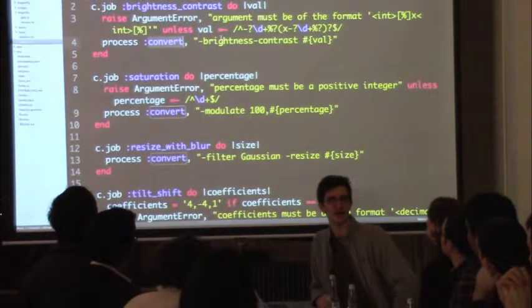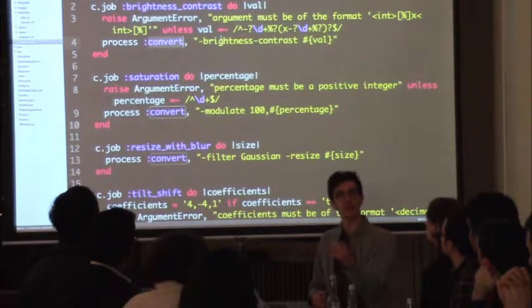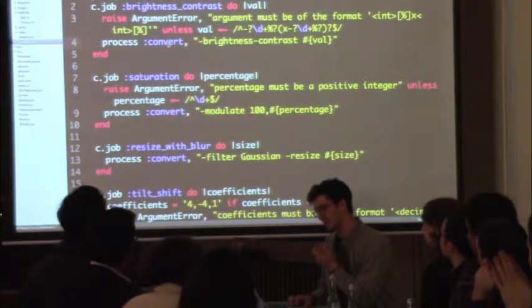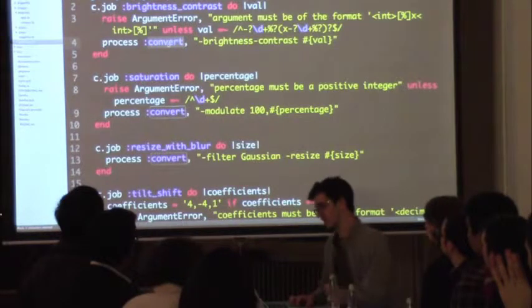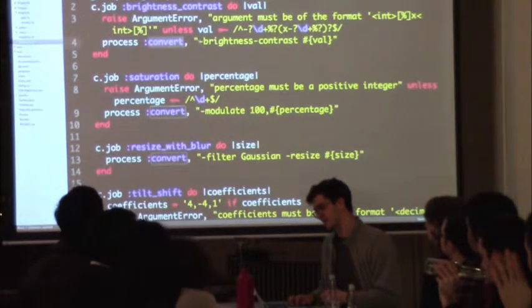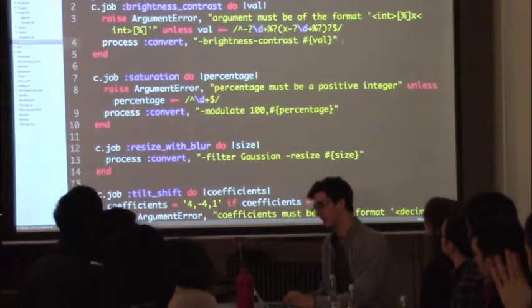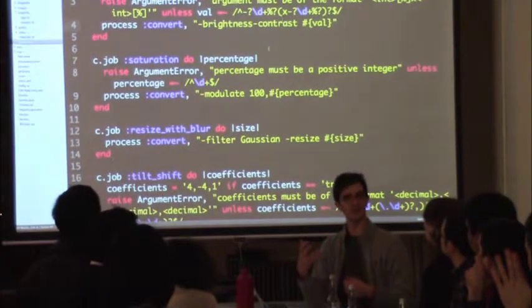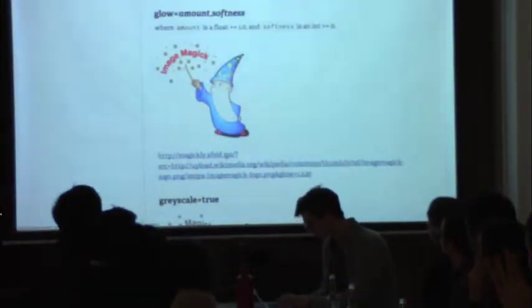So convert is the ImageMagick command for doing an operation. So you say convert and then the input file, and then some arguments, and then the output file. So here, the process convert is saying, okay, take the input file, which is what we specified with source, apply this argument to it, so the brightness contrast flag with some value, and then the output. Because you can pass multiple parameters in at one time, and I'll show a demonstration of that.